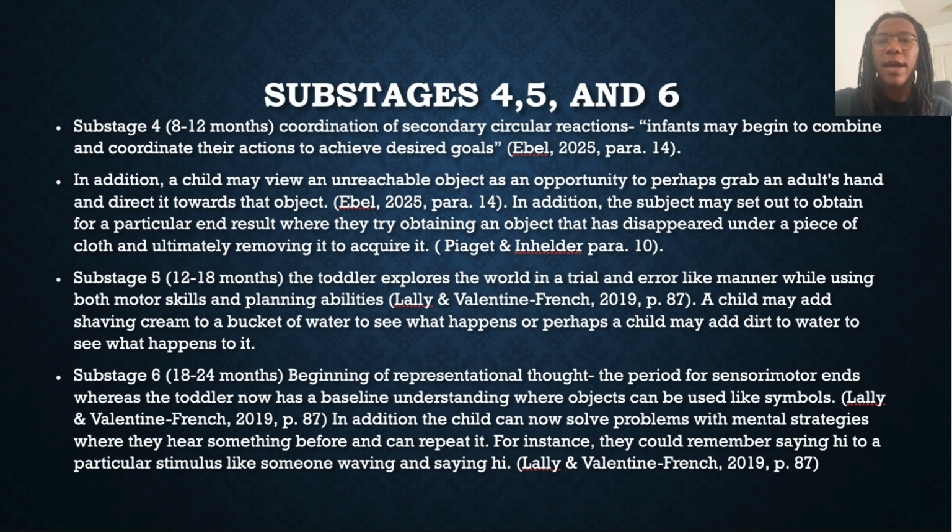A major skill that emerges here is deferred imitation. That's when a child copies an action that they saw earlier, even if the model isn't there anymore. For example, a kid might watch their parents sweep the floor in the morning, and then the next day they might go and do that same sweeping motion.